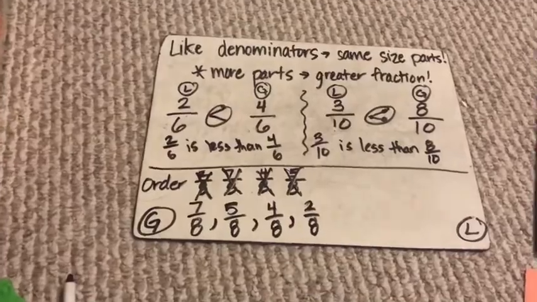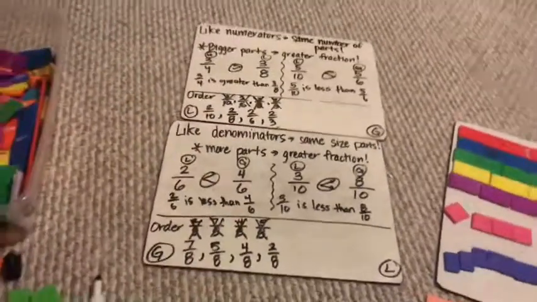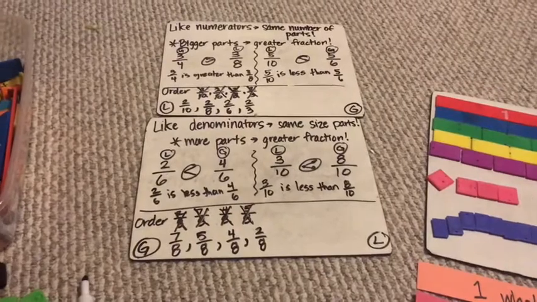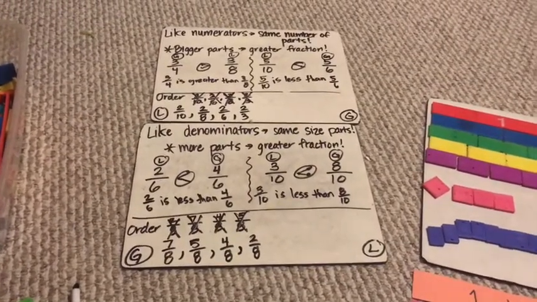So now you've seen how you can use reasoning, like numerator and like denominator, to compare and order fractions. The more students practice with this, the less they will rely on manipulatives or pictures because they're going to be able to use that reasoning.